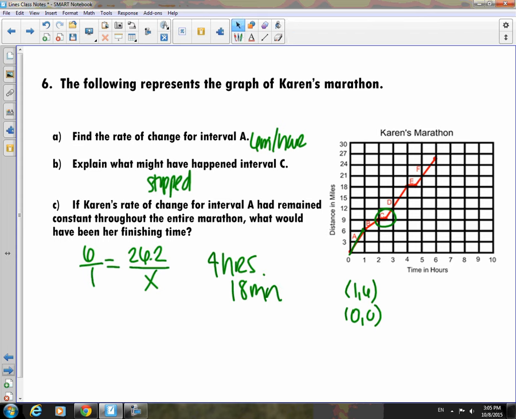Okay, so that's your notes today for rate of change. Go ahead and work on your homework, which is pages 3 and 4.